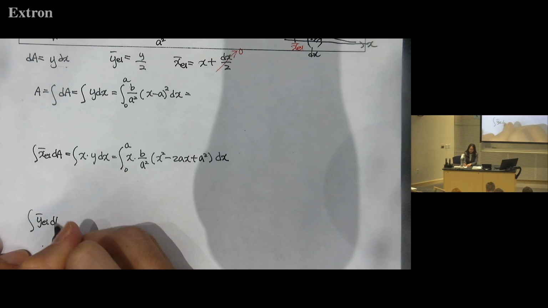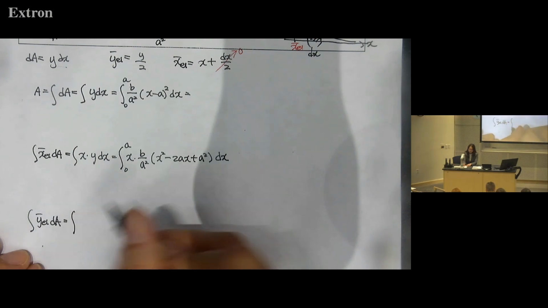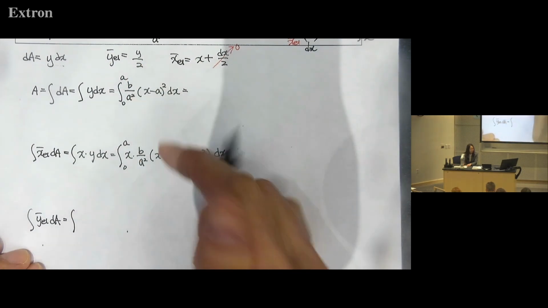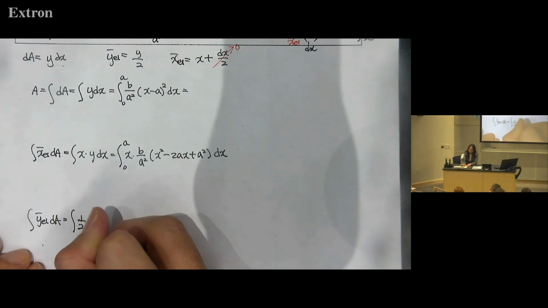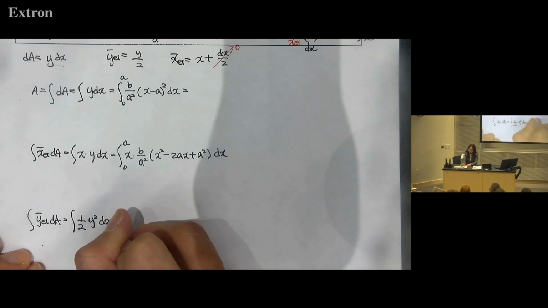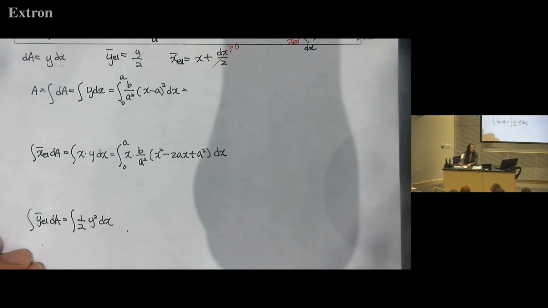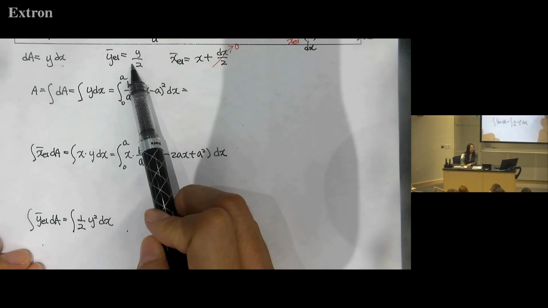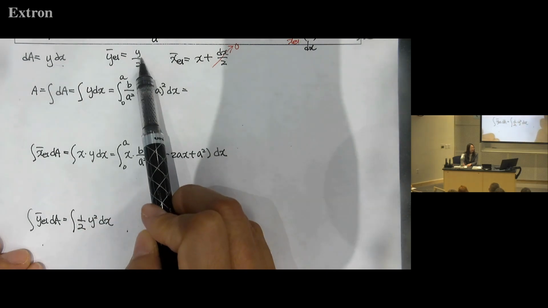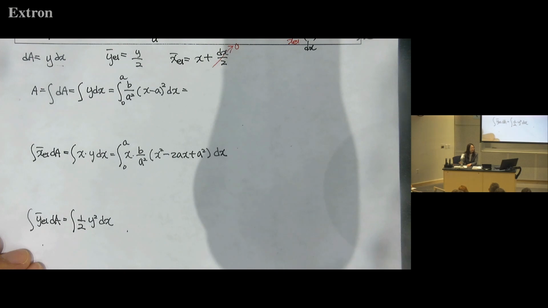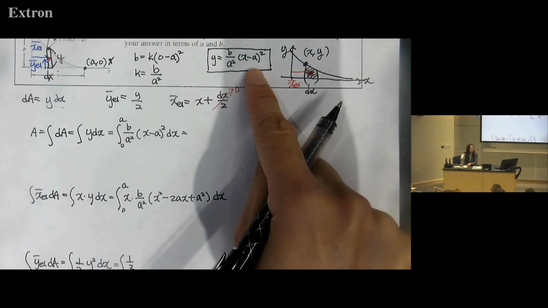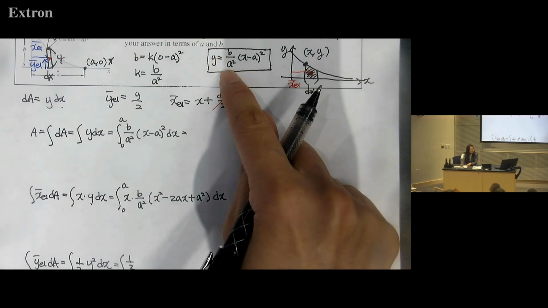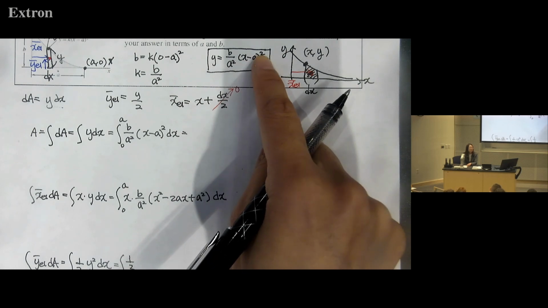y bar L times dA. y bar L is y over 2, right? And then dA is y dx. So 1 over 2 y squared dx. Right, so y at this one, and then this 1 over 2, 2y and dx. And then I may use this y equation, so y squared is b squared over a to the fourth, and then this to the fourth, right?